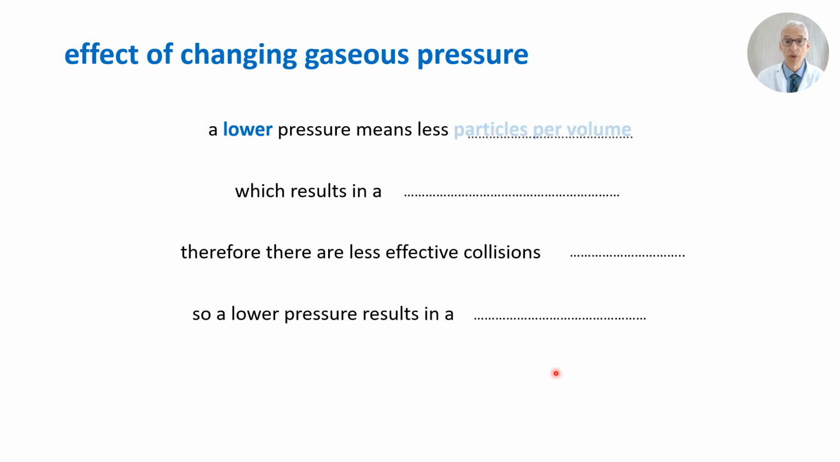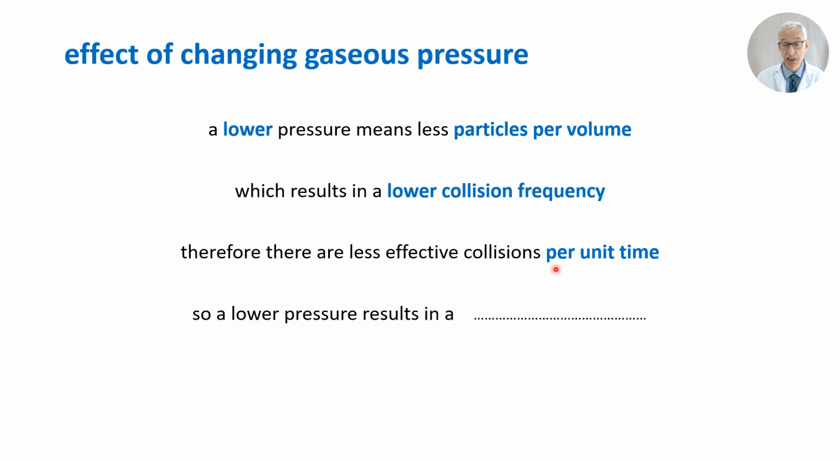Okay, so a lower pressure means less particles per volume, which results in a lower collision frequency. Therefore, there are less effective collisions per second, per minute, per unit time. So a lower pressure results in a lower rate of reaction.